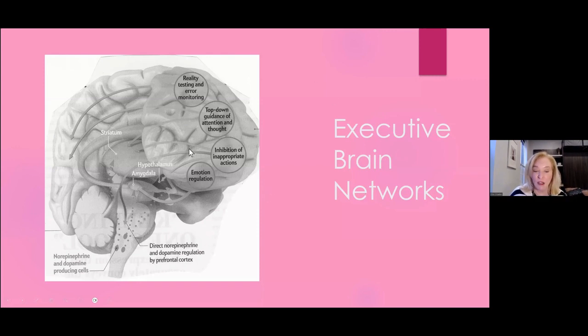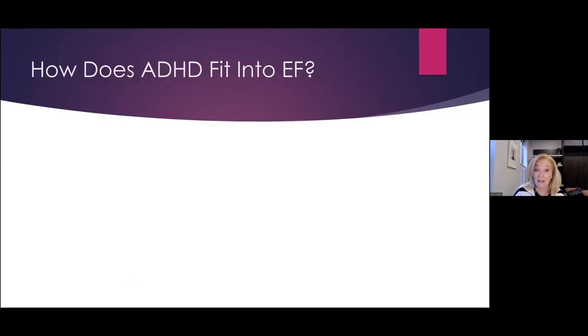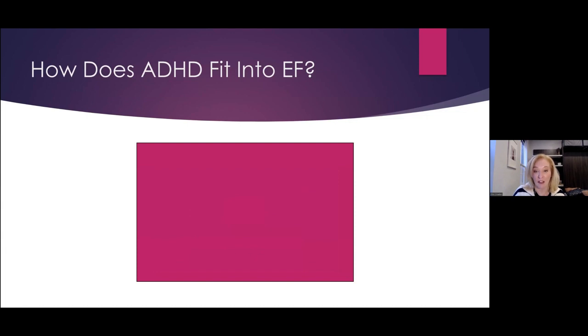And just as a reminder, here are those brain networks. You can see here too the issues in the prefrontal cortex: reality testing, error monitoring, top-down guidance of attention and thought, emotion regulation, and all of these also have to do with norepinephrine and dopamine regulation. So it's complicated, but what we're really talking about is that the parts of the brain affected in ADHD are indeed the areas of executive function skills.